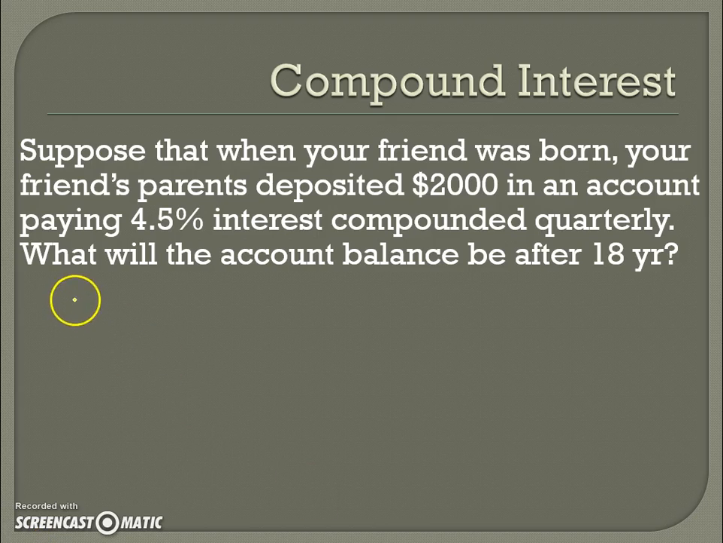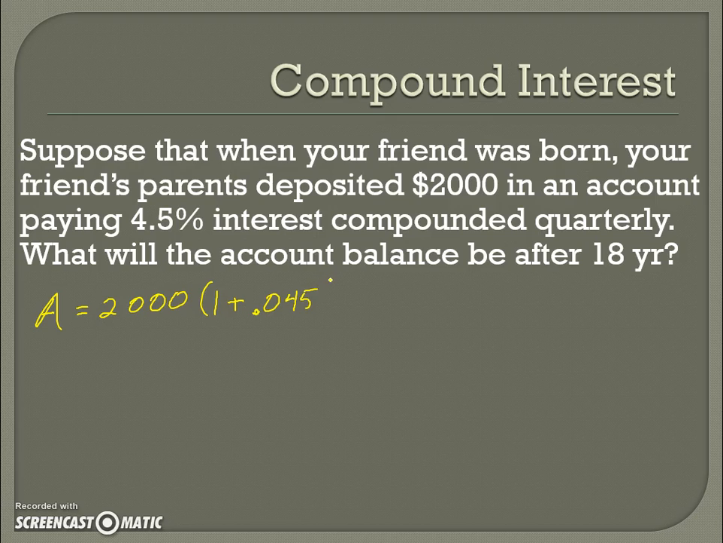So suppose that when your friend was born, your friend's parents deposited $2,000 in an account, paying 4.5% interest compounded quarterly. What will the account balance be after 18 years? So we're just going to go in and fill in information that we have. The account balance is what I'm looking for. Equals the principal, which is $2,000, times 1 plus the interest rate as a decimal, so that's 0.045.